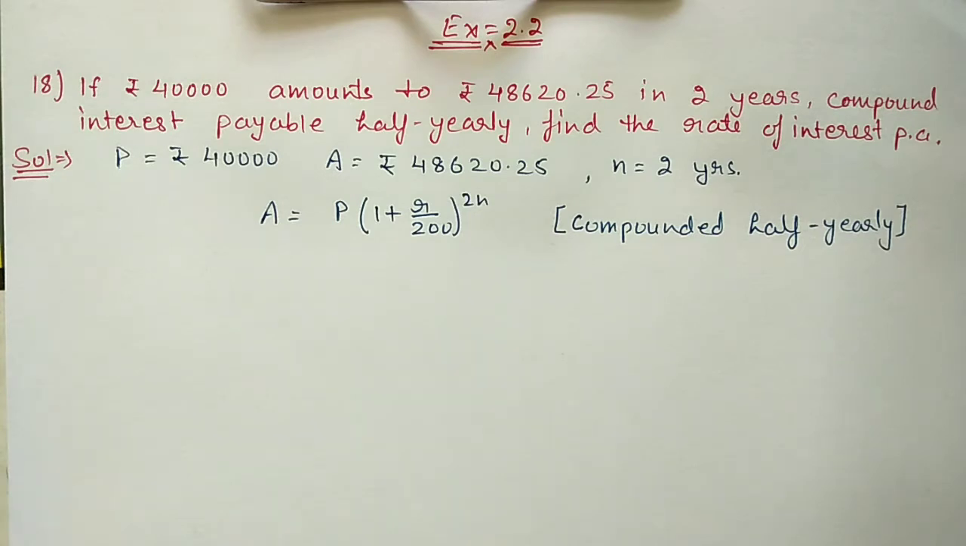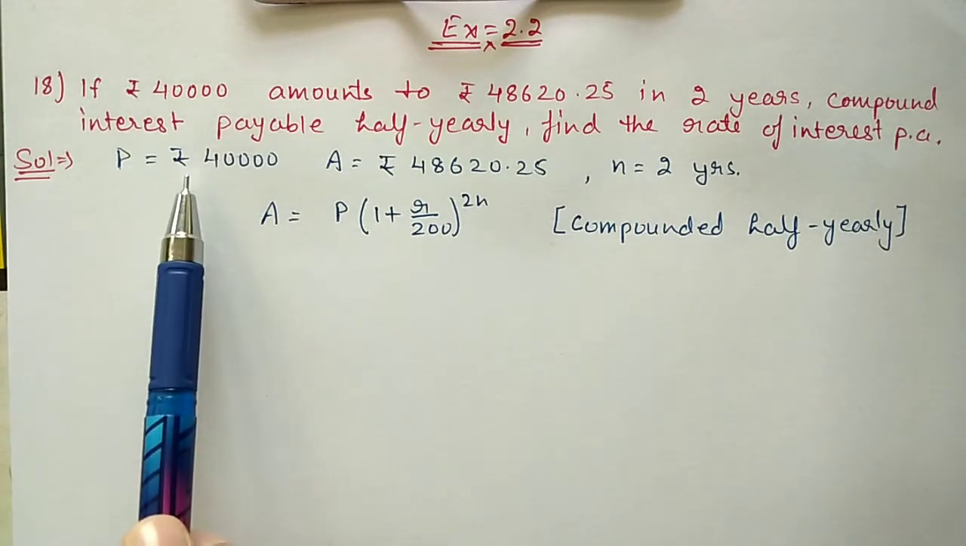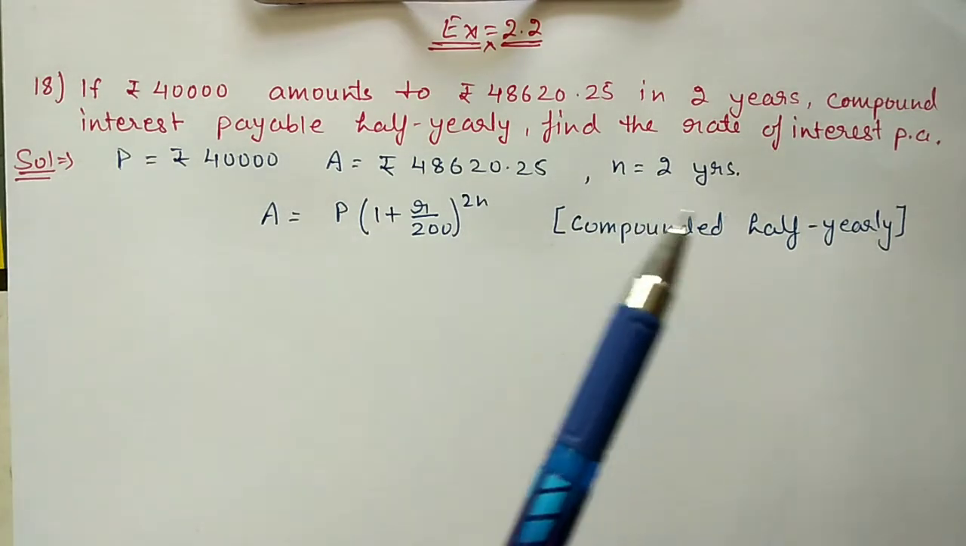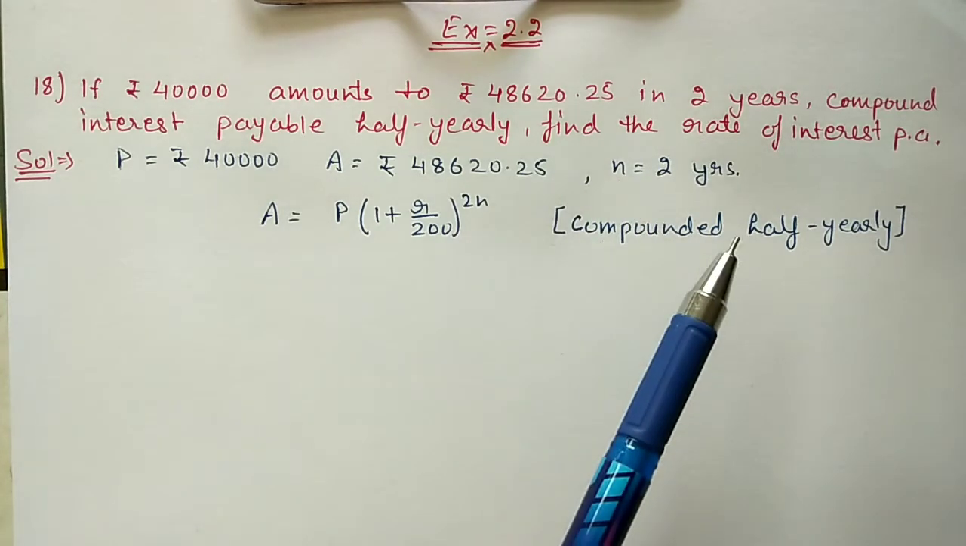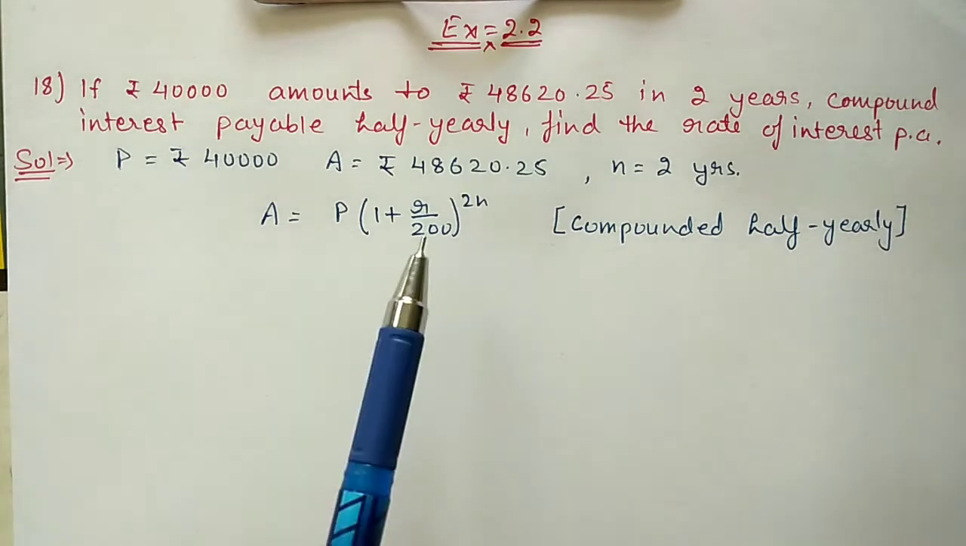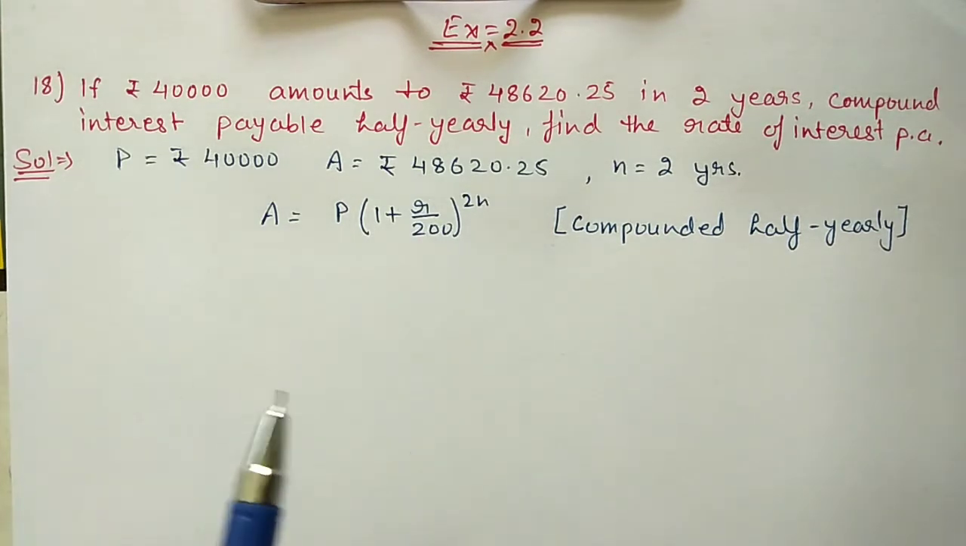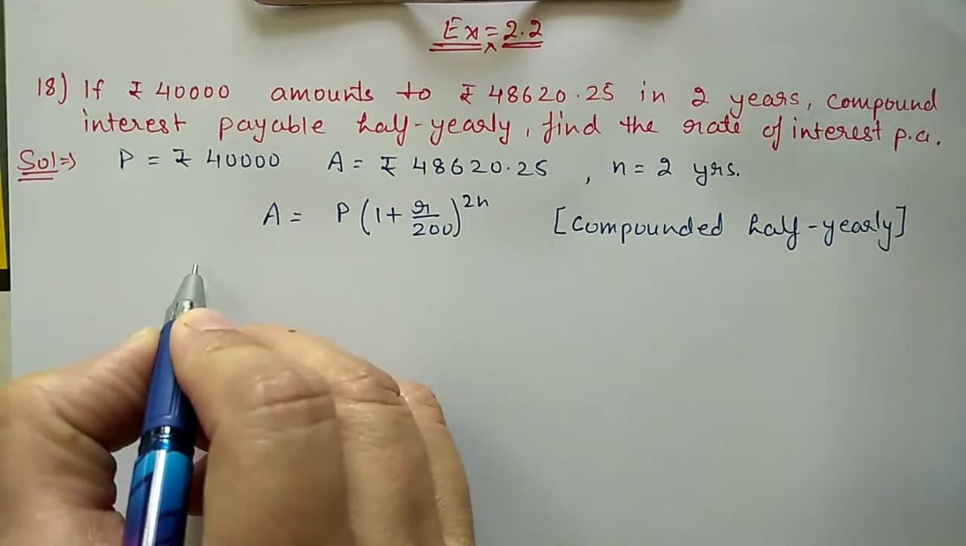If 40,000 amount to 48,620 rupees 25 paise in 2 years, compound interest payable half yearly, find the rate of interest per annum. So in this question principal money is given, amount is given, time is given 2 years and compounded half yearly condition is given. So we will use here half yearly formula and then R we have to find out. So first substitute the values.